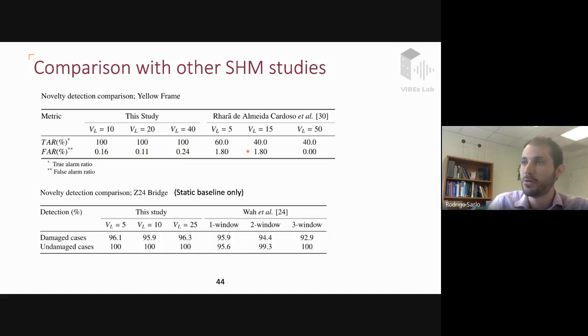For the Z24 bridge, we couldn't find a study that actually did this dynamic baseline case, only something that did the static baseline approach. So we implemented that as well. We modified our algorithm so that it just did the training once and then just identified basically damage, no damage. And we see that we identify about 96% of damage cases across the board. So independent of the detection window, we get pretty much stable performance there.